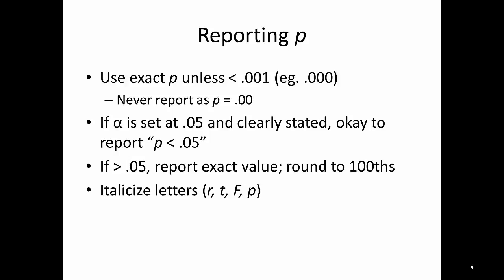If it's greater than 0.05, report the exact value and round it to the hundredths. Just a quick side note that we always italicize these letters for things like correlation or t-tests or the F statistic or the p. So you always italicize those when you are writing them out.